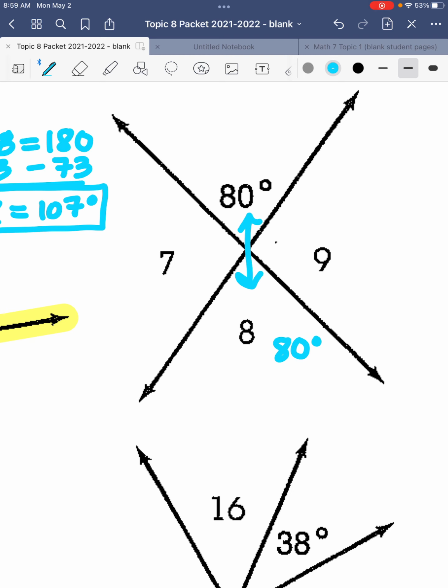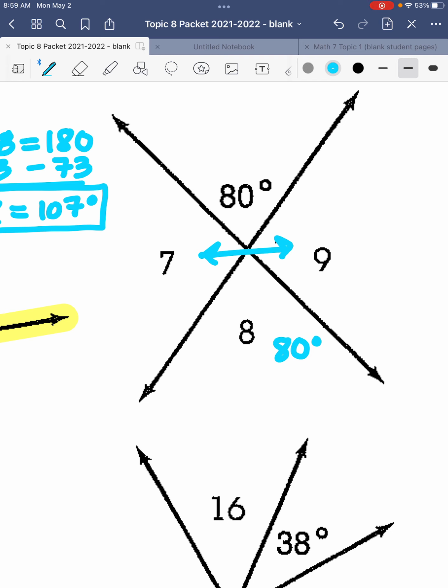Now I've got to figure out 7 and 9. Notice those are also directly across from each other. Two angles that are directly across from each other are vertical angles, meaning they're congruent, which means they have the exact same angle measure. So I know 7 and 9 are going to have the same answer.